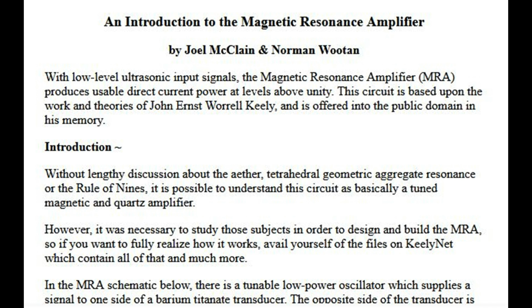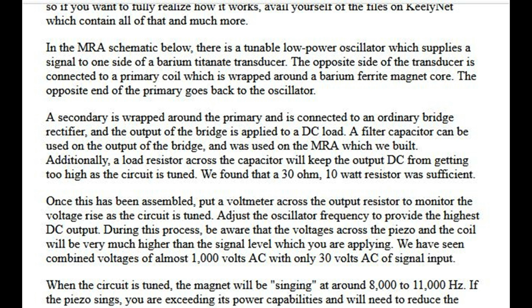more. In the MRA schematic below, there is a tunable low-power oscillator which supplies a signal to one side of a barium titanate transducer. The opposite side of the transducer is connected to a primary coil which is wrapped around a barium ferrite magnet core. The opposite end of the primary goes back to the oscillator. A secondary is wrapped around the primary and is connected to an ordinary bridge rectifier, and the output of the bridge is applied to a DC load.